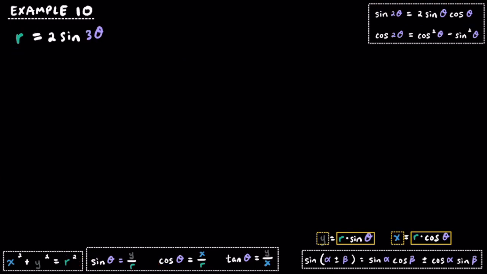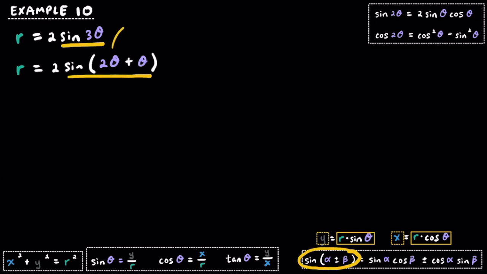For example 10, let's try the equation r is equal to 2 times sine of 3 theta. The tricky thing about this problem is this sine of 3 theta. Now we want to remember what our sum and difference formulas are for our trig identities, and we know that if we can separate the sine of 3 theta into maybe 2 theta plus 1 theta, that's something that we can work with a little bit more. So let's go ahead and rewrite that. We can write the radius is equal to 2 times sine of, and instead of writing 3 theta, let's separate that into two different angles: 2 theta plus just 1 theta.